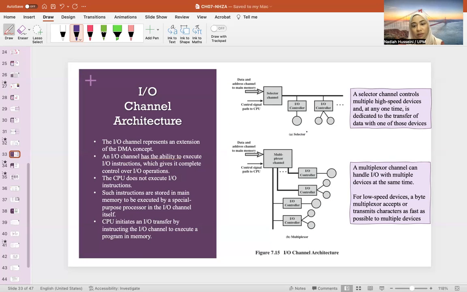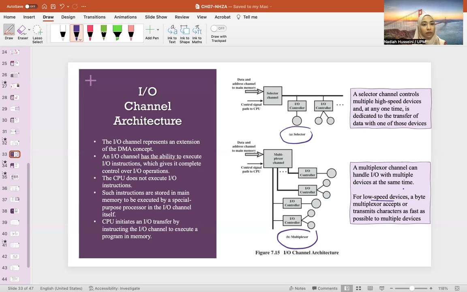Okay, so there are two types. The first one is the selector. The second one is the multiplexer. The selector basically controls multiple high-speed devices at any one time because it selects which one it wants to entertain. It is dedicated to the transfer of data with only one of those devices. Whereas for multiplexer, you handle multiple devices at a time. For low-speed devices, this is ideal. A byte multiplexer accepts or transmits as fast as possible to the multiple devices. So the name is straightforward.